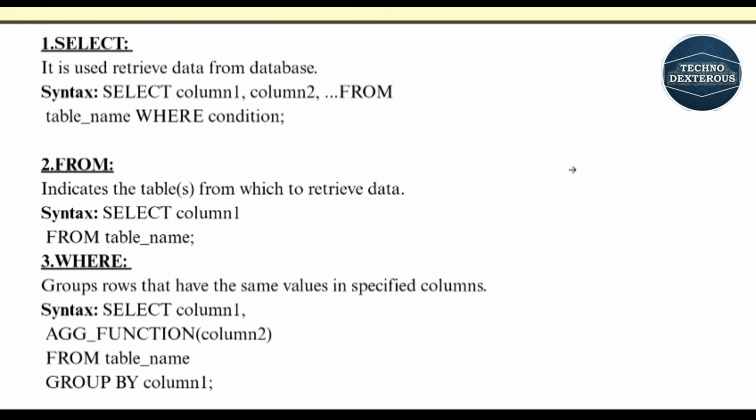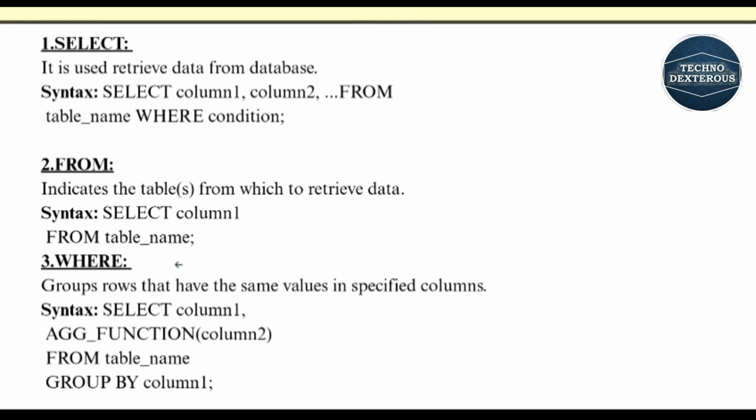From indicates the table from which to retrieve the data. If you have a table, from tells which table you are getting the data from. What is the syntax of from? Syntax: select column 1 from table name.